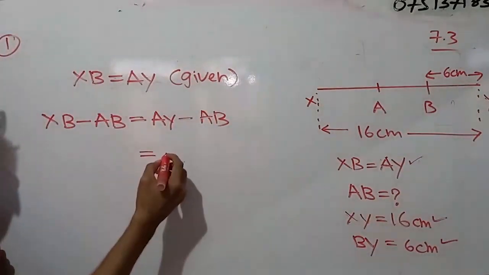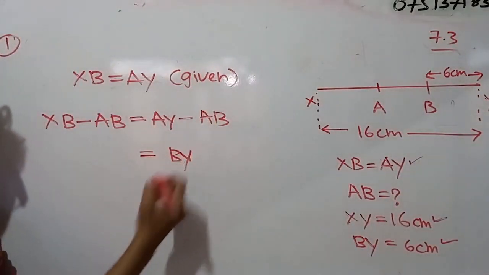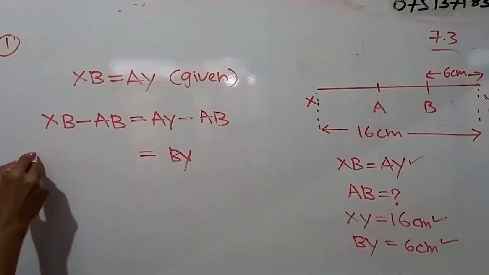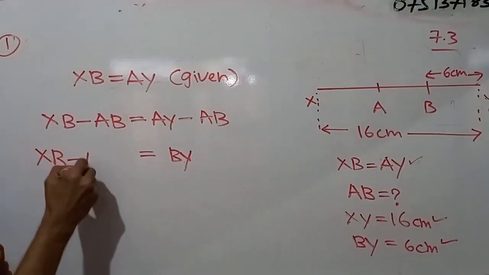That means what? Okay, let's write BY. Right? So let's take this as it is. XB minus AB.